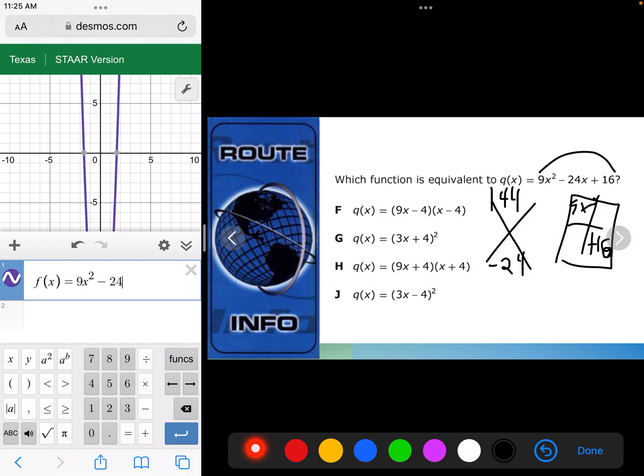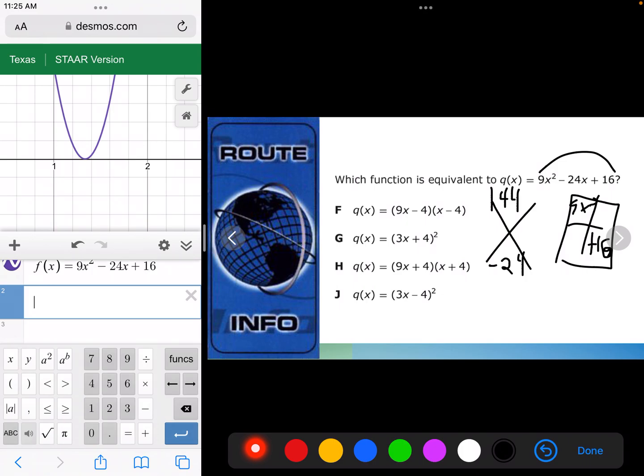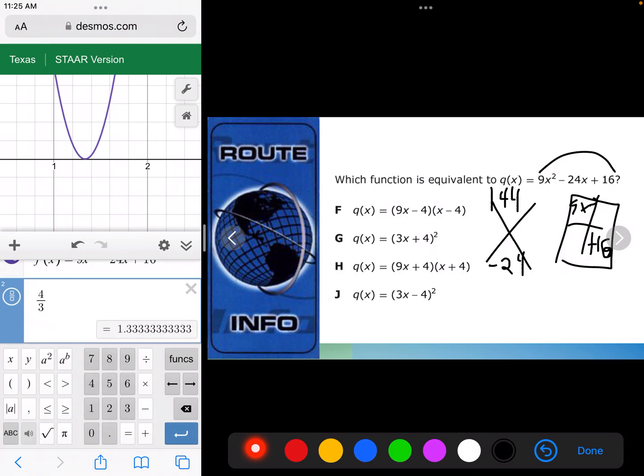Because you're able to graph this in Desmos, instead of doing all that by hand, you could actually find the linear factors. So 9x squared. Don't forget, it can be q of x, but we can also do f of x. So I'll just do f of x equals 9x squared minus 24x plus 16. So it only crosses at 1.333. That right there, 1.33, is 4/3. So that means that your x-intercept is 4/3.